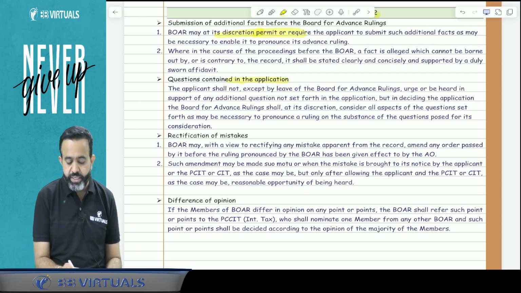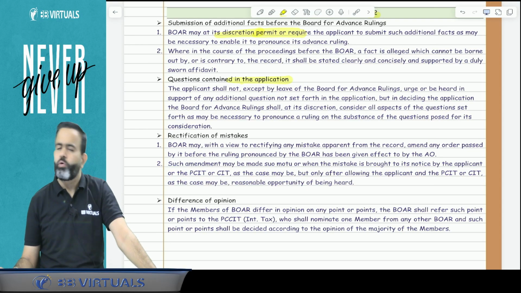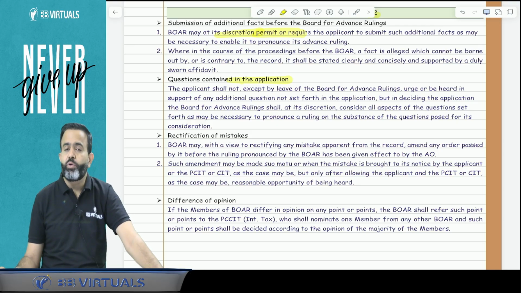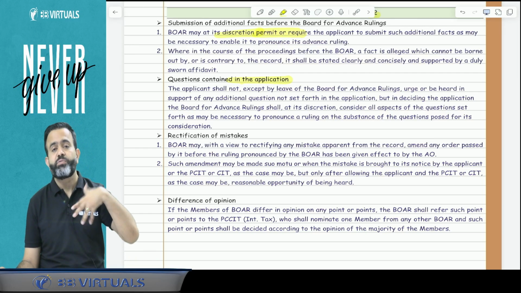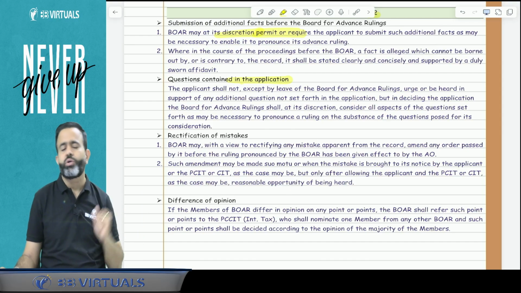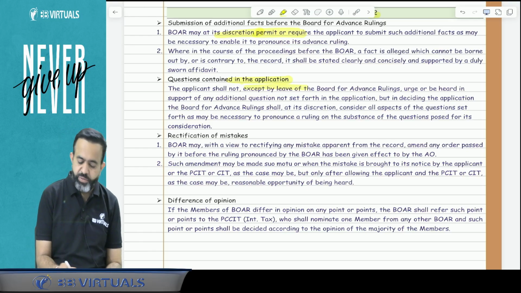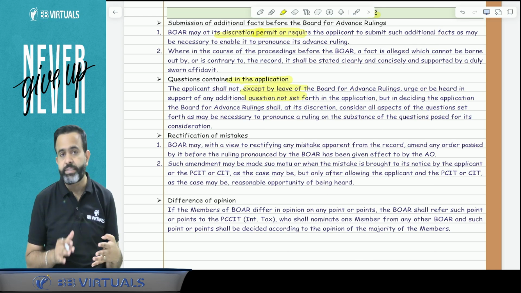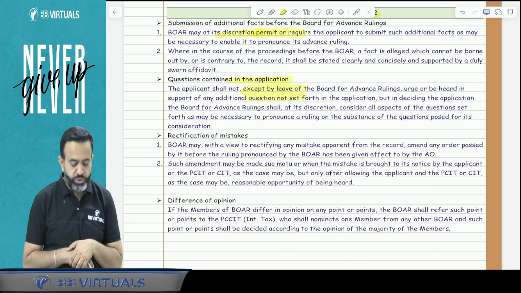Next is a question contained in the application. Guys, suppose for an example, you already put one question in the application, but after some time, if you want to ask a further question during the proceeding, can you put another question or not? Answer is yes, but there is also a discretionary power. If they wish and they think that it is necessary, then they will consider the additional question also.